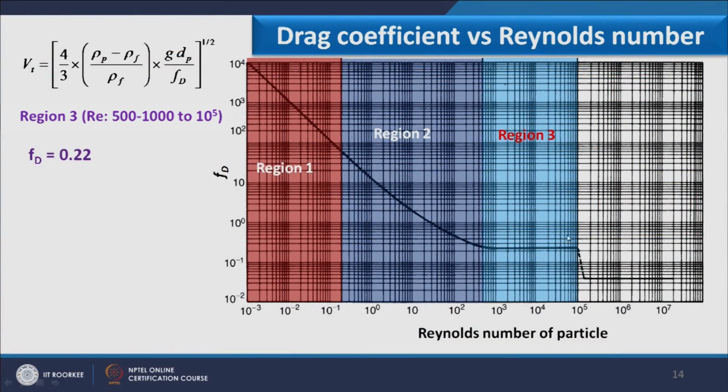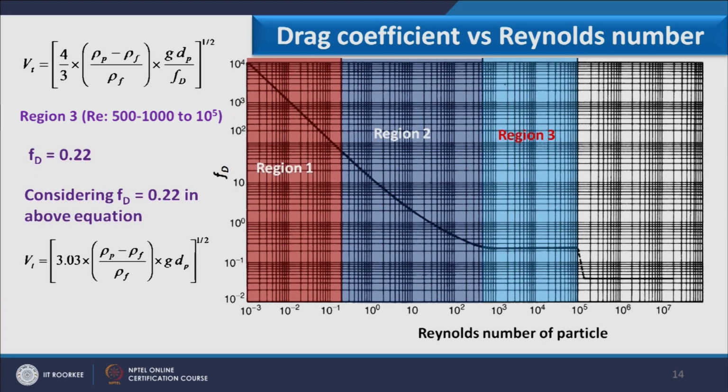You can see the value from this graph also, which is available over here. Now, once I use the Fd value 0.22 in this equation, we can have the equation in this form, which is 4 by 3 divided by 0.22. So, 3.03 is the factor which is coming and the rest of the parameters will remain the same. So, you can see this is the terminal settling velocity equation when we are considering Fd is almost constant.